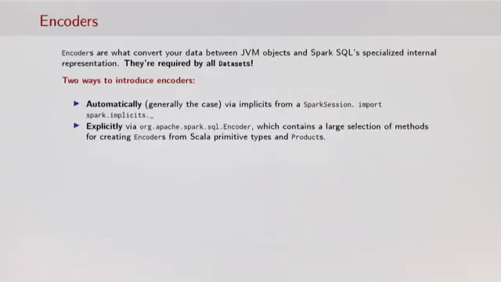I told you that there's an encoder for every dataset, so every dataset has encoders for its types. But we've been creating datasets all over the place, and we've never seen these encoders before. That's because the most common way to introduce an encoder is automatically via implicits from the Spark session object. But as we saw, sometimes we run into situations where we're required to explicitly pass an encoder to something. For that, Spark SQL has an object called Encoders in the SQL package, which contains a big selection of methods for creating encoders from Scala primitive types and products and things like that.